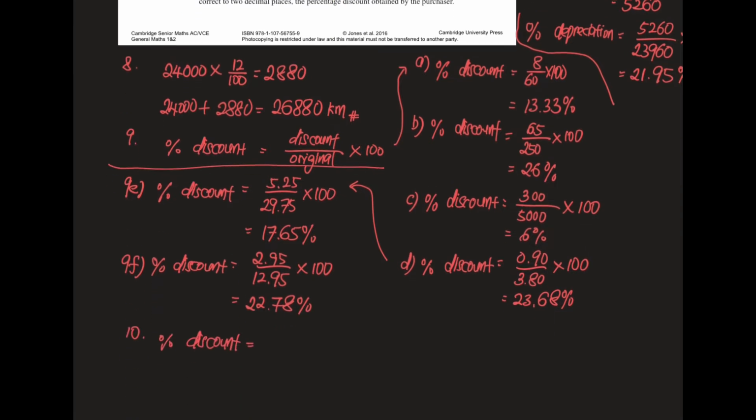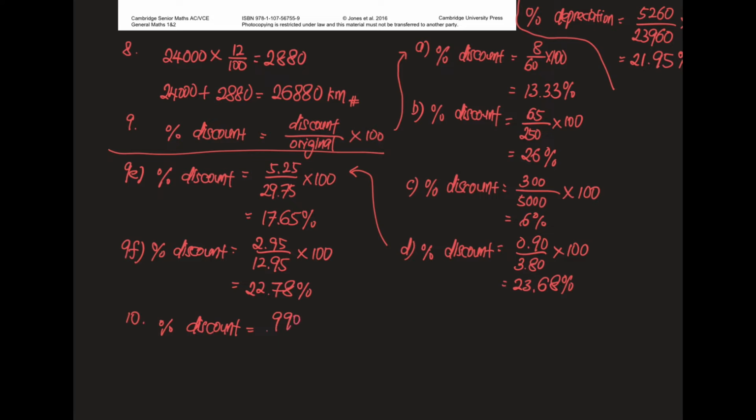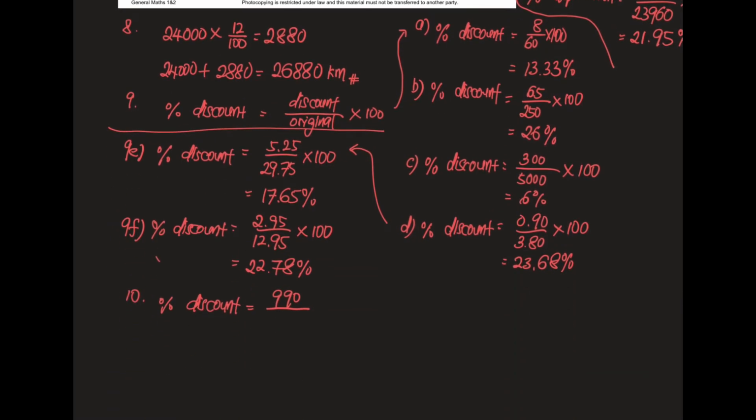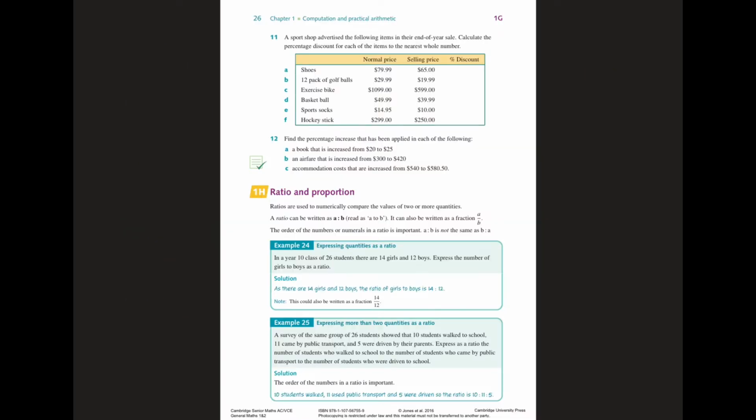So the difference is $990. So $990 divided by the original value, which is 13,990, times 100%. Just check with calculator and we get 7.08%. So that is the percentage discount. So we have done the whole page.